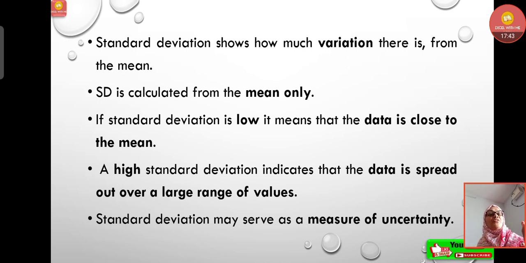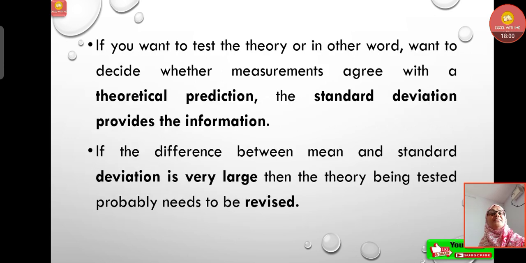SD is calculated from the mean only. If standard deviation is low, it means that the data is close to the mean. A high standard deviation indicates that the data is spread out over a large range of values. Now, SD may serve as a measure of uncertainty.